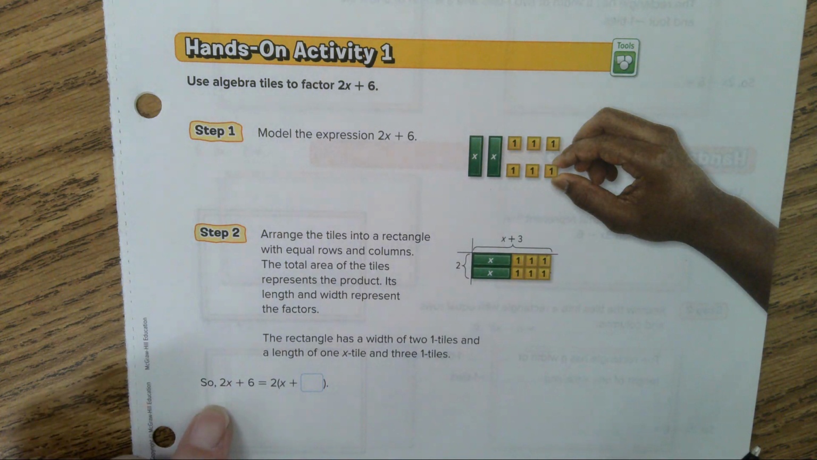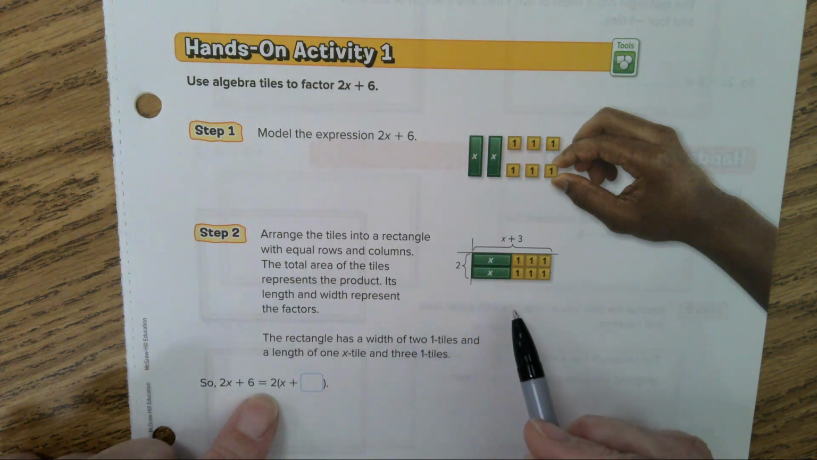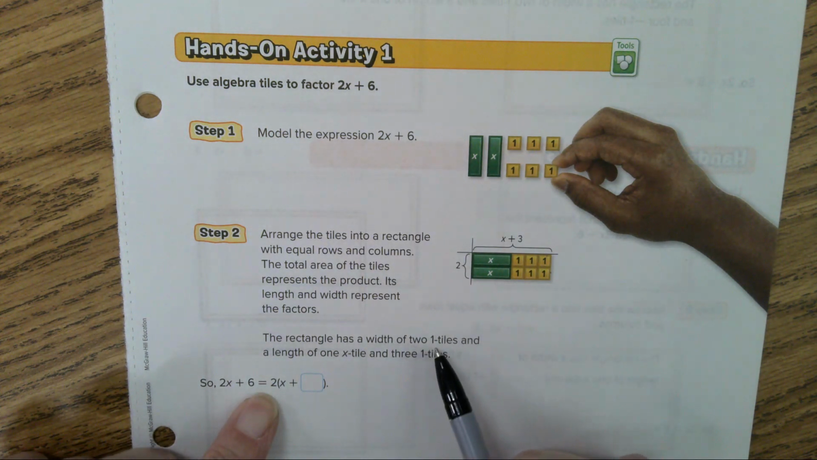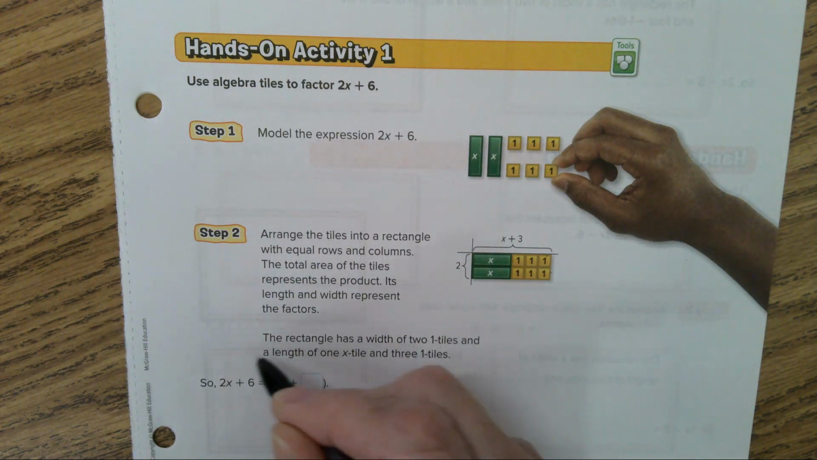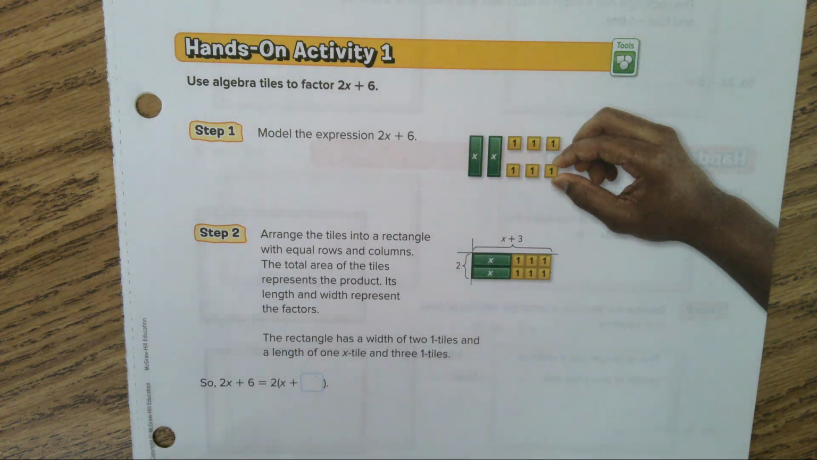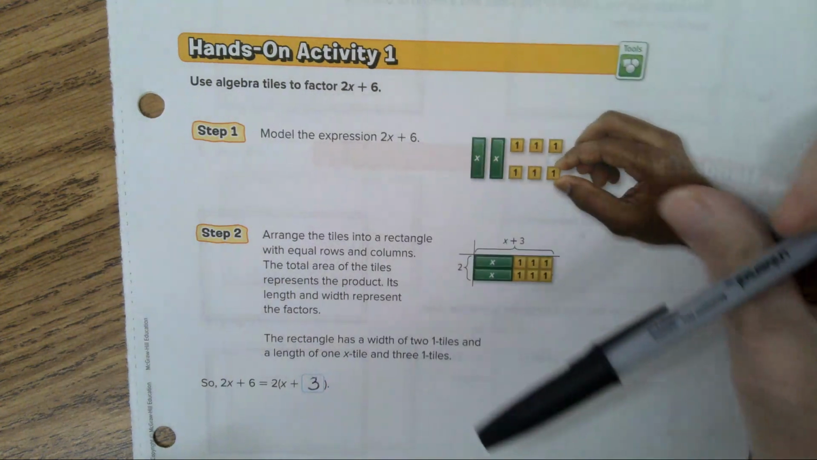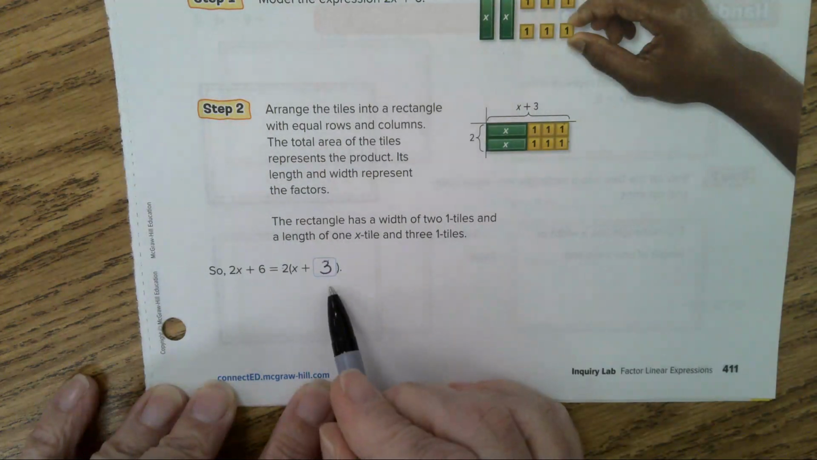So, they have 2x plus 6 equals 2 times x plus what? What's going to go in that box? Not 6. 2 times x is 2x. 2 times what is 6? 3. This is the distributive property here, kids. Okay, do you see that? Make sure you have a 3 in there.